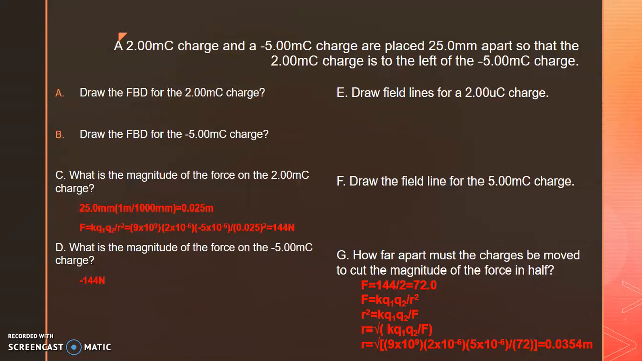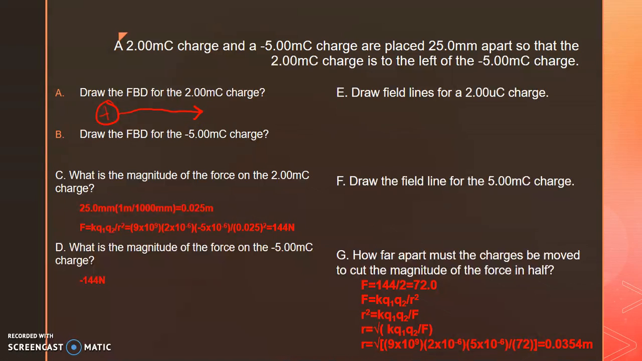So letter A states that you're going to draw the FBD, a free body diagram, for the 2.00 charge. So what you're going to do is you're going to have the positive, and then all you would have to do is show the direction. And based on what the problem told us, it would be to the right.